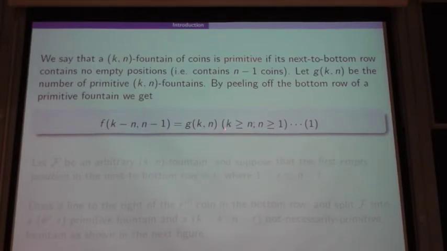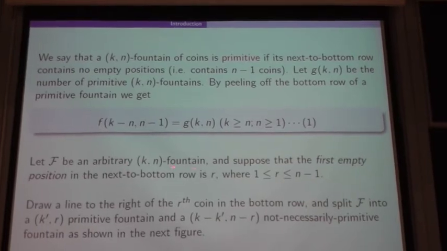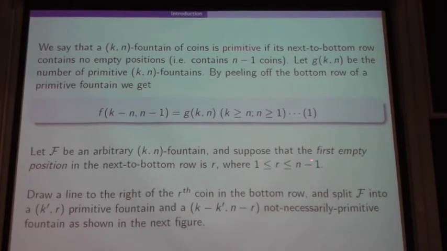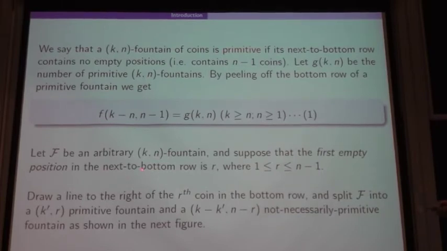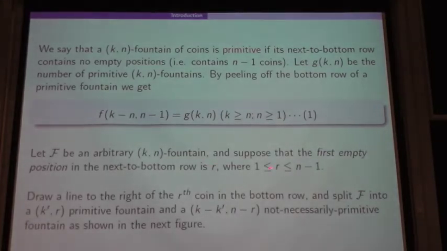You're removing the bottom row with the n coins, so therefore you get this relationship. For every primitive arrangement of coins, after you remove the bottom row, this is what you're going to end up with. Okay? So that one doesn't have any restriction on it, and therefore you get this nice relationship between the two. Okay? And also, let's define f to be any Kn fountain, and suppose that the first empty position in the next to bottom row is going to occur at R, where R is any number between 1 and n-1.